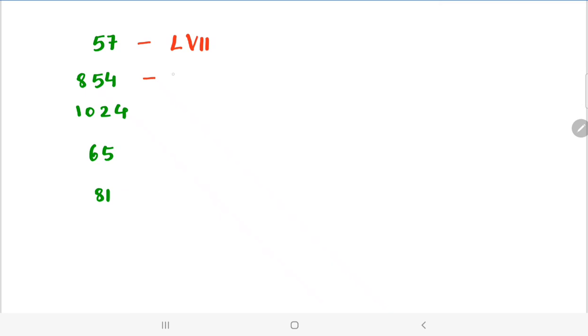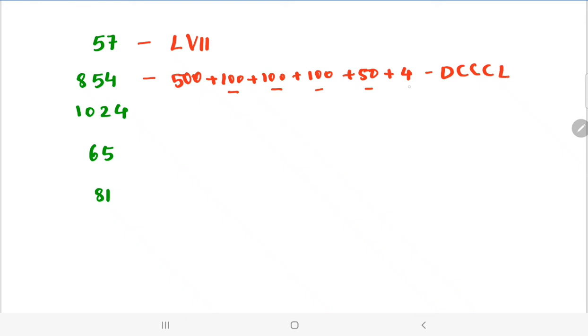So we know that D means 500, we can write this 854 as 500 plus 100 plus 100 plus 100 plus 50 plus 4. So 500 means D, 100 means C, again 100 means C, this 100 is again C. 50 means L, and we write 4 like this in Roman numbers. So how to write 854? We will write 854 like this in Roman numbers.